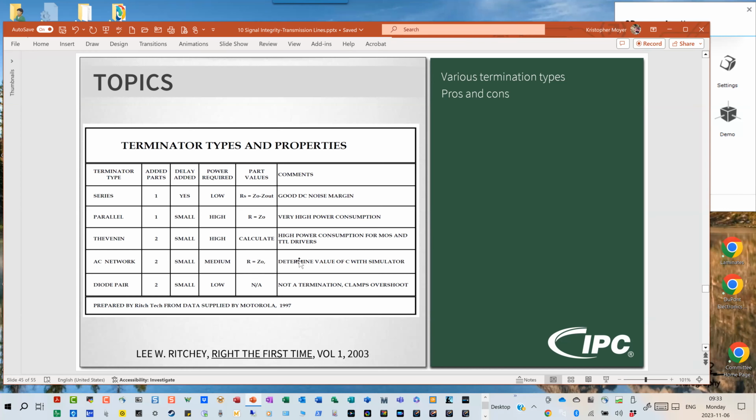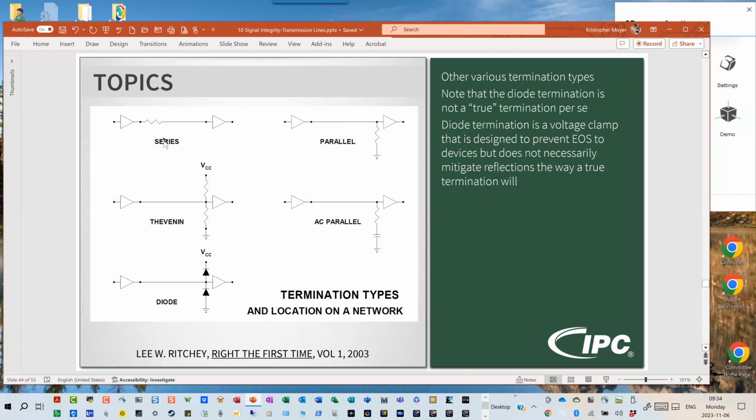However, you now need to do simulations to calculate the value of the C needed based off of the type of signals you're receiving. Diode pair, two parts are added, small delay added, low power consumption. Part values not applicable, not a termination, simply clamps the overshoot. Other problem with the Thevenin, very, very high power consumption. Now let's talk about why that is.